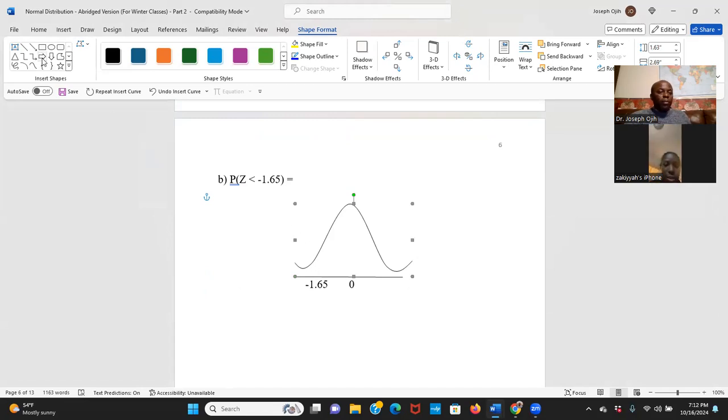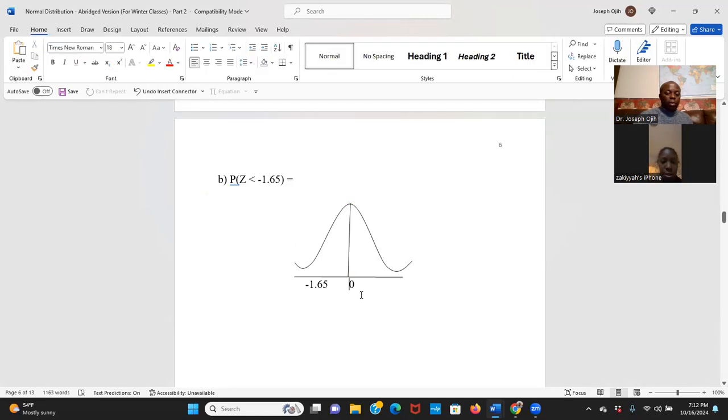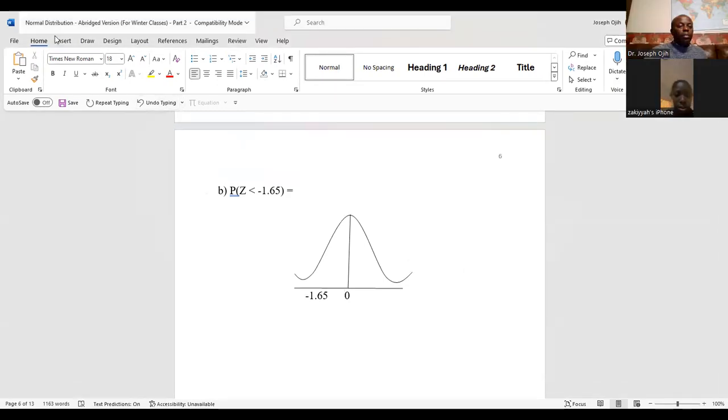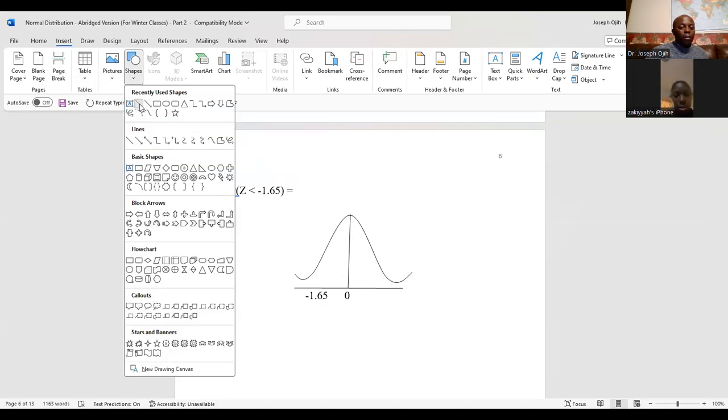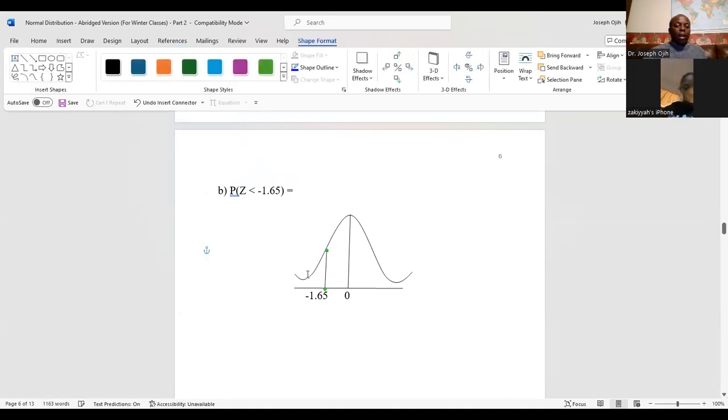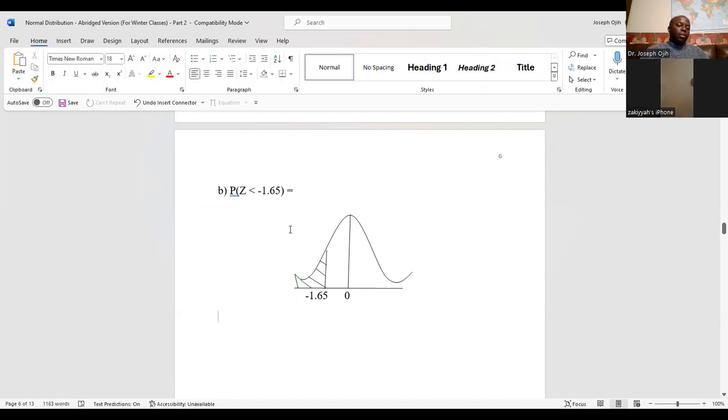Then next is to have a bell curve. Now you can put the center line. It should be right here. Next will be to put a line that represents negative 1.65. It's 1.65 right here. And it says less than. The less than symbol means to the left, shade the left side. So we're going to shade this side. Now we've got the left.